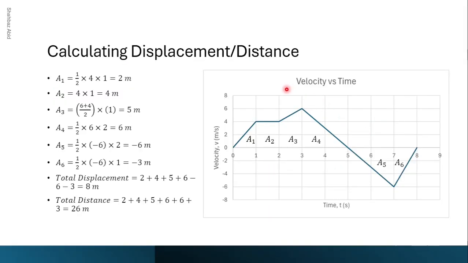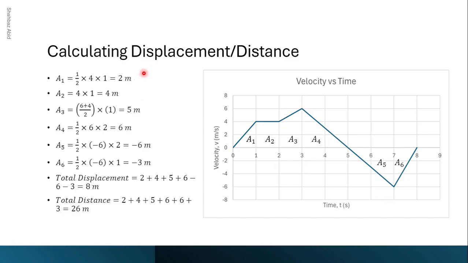To find the displacement or distance, we have to divide this graph into multiple sub areas. So this is area 1, which is a triangle, area 2 is a square, area 3 is a trapezoid, area 4 is a triangle, area 5 is a triangle again, and area 6 is again a triangle. So when finding the area of all of these shapes, we are going to get an answer in meters.